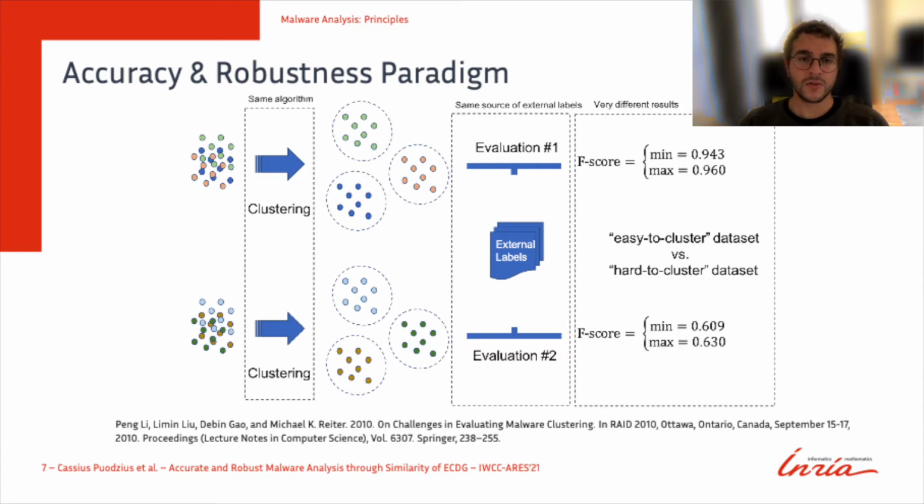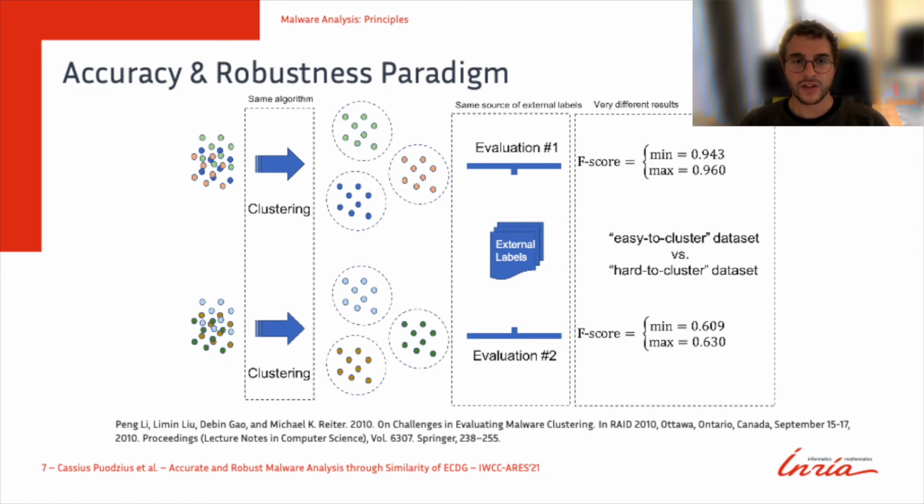This idea is motivated by the work on challenges in evaluating malware clustering published in RAID Conference 2010. The authors revisited an existing work that had achieved high F scores in their clustering evaluation. Without changing anything in the clustering algorithm, nor in the source of the labels used as ground truth, they repeated the experiment with a new dataset, and this time the F scores obtained were much lower.